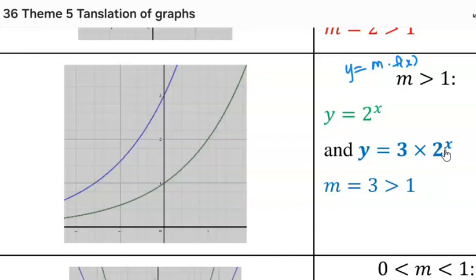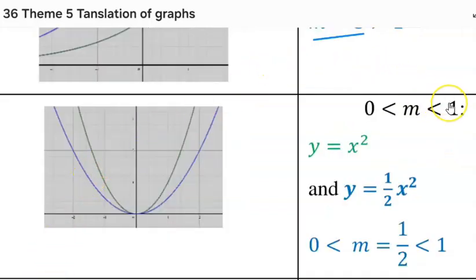We have an m value of 3. So my original one is my mother graph, y equal to 2 to the x, and then my shifted one is y equal to 3 times 2 to the x. And because of this coefficient, the 3 in front of that, the blue or purple graph here will be above this green graph all the time.